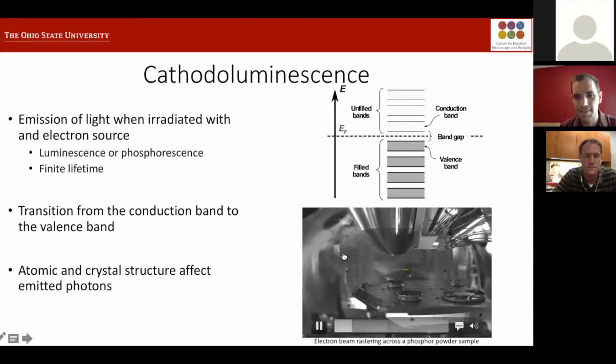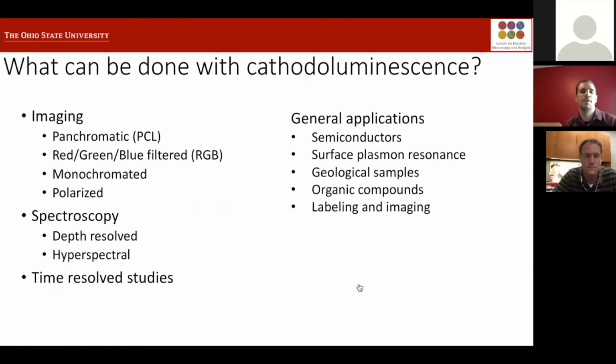So this video I have down here is actually an SEM video I took last week, a NatCam photo, where you can see the beam rastering across a sample that's covered in phosphors. And you can see that it's actually emitting light as it goes across. So it looks really cool, and you're actually getting something from it and can do some calibrations from there. So there's a lot of different things that can be done with cathodoluminescence. I'll talk about all of these as we go along.